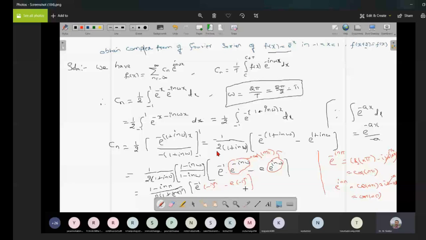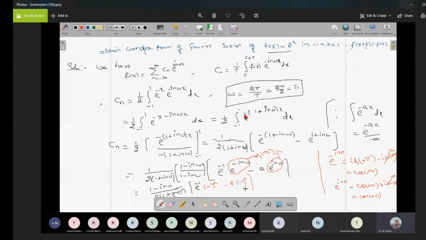So the minus, I wrote minus here only, it is there. So minus remains the same. Minus 1 over... this minus goes to the numerator. Can you see? In the numerator I wrote minus. Yes, sir, it goes to the numerator. 1 by 2 is there, so in the denominator it is 2 times 1 plus I n omega.